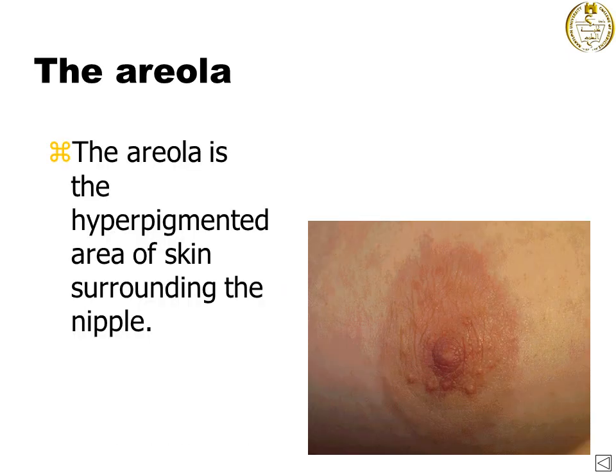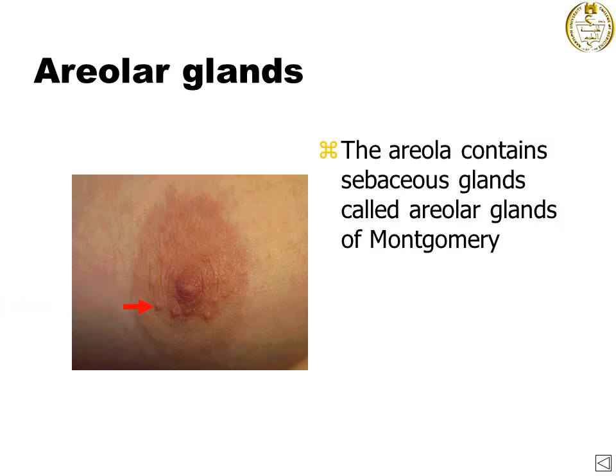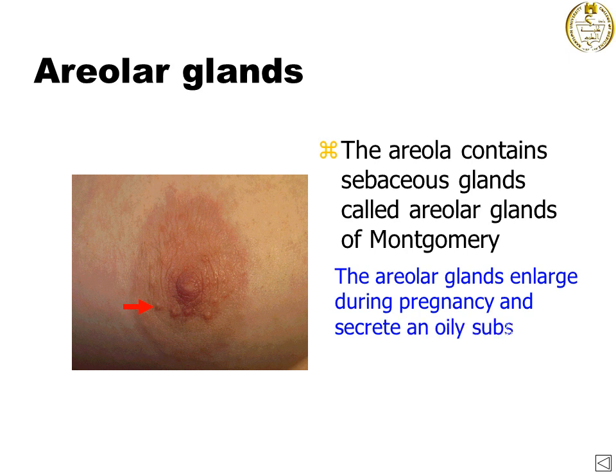The areola is the hyperpigmented skin area surrounding the nipple. The areola contains the subcutaneous glands of Montgomery. These glands enlarge during pregnancy and secrete an oily material that protects the areola and the nipple from the friction or sucking of the child.